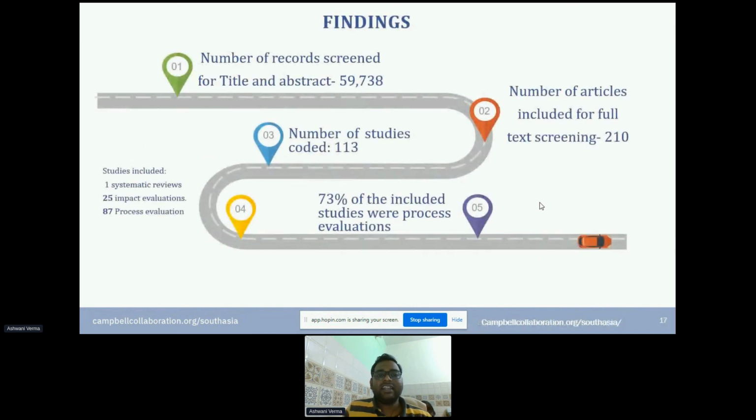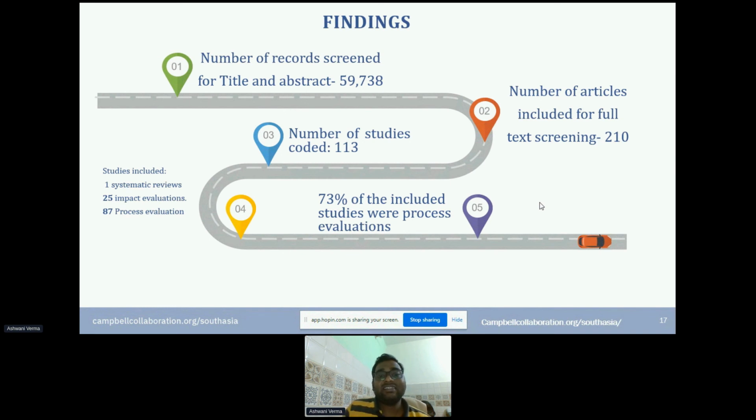So what are the findings of this particular map? After searching each database, we got nearly 60,000 studies, and we screened all 60,000 studies for title and abstract. Out of that, 210 studies were included for full text screening, and we screened all 210 studies on the full text. After this, we included 113 studies for the next phase, that is the coding phase.